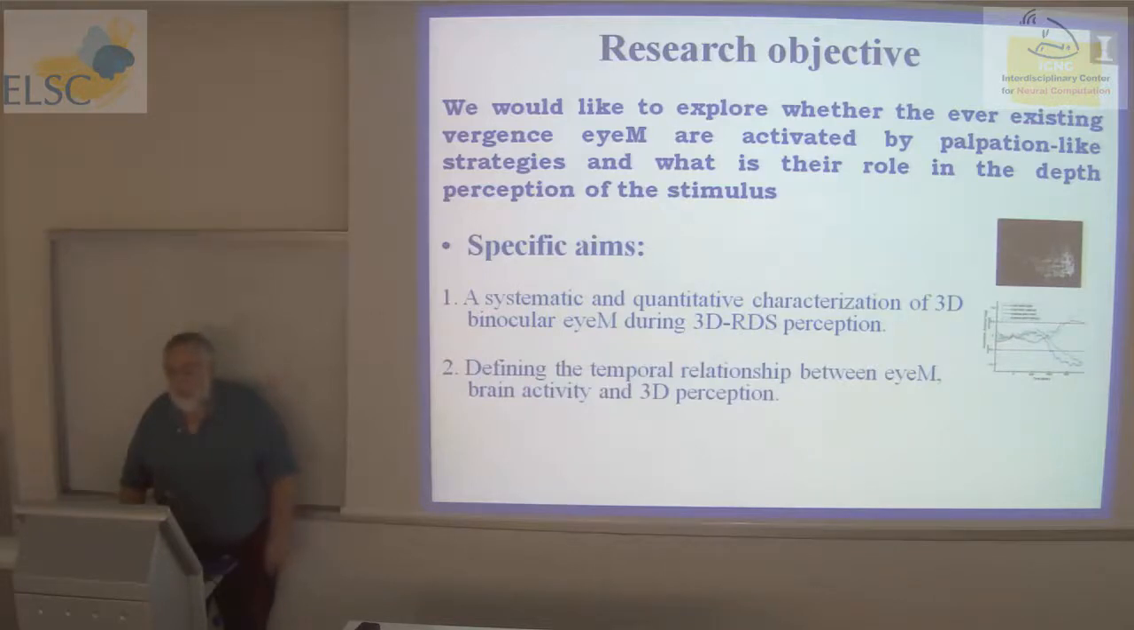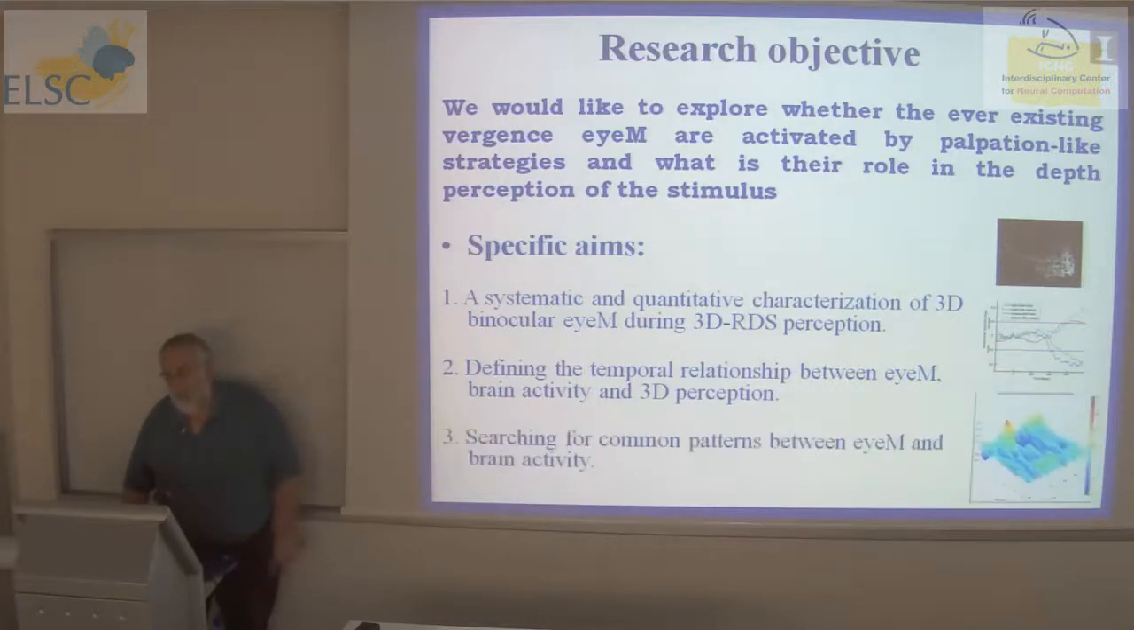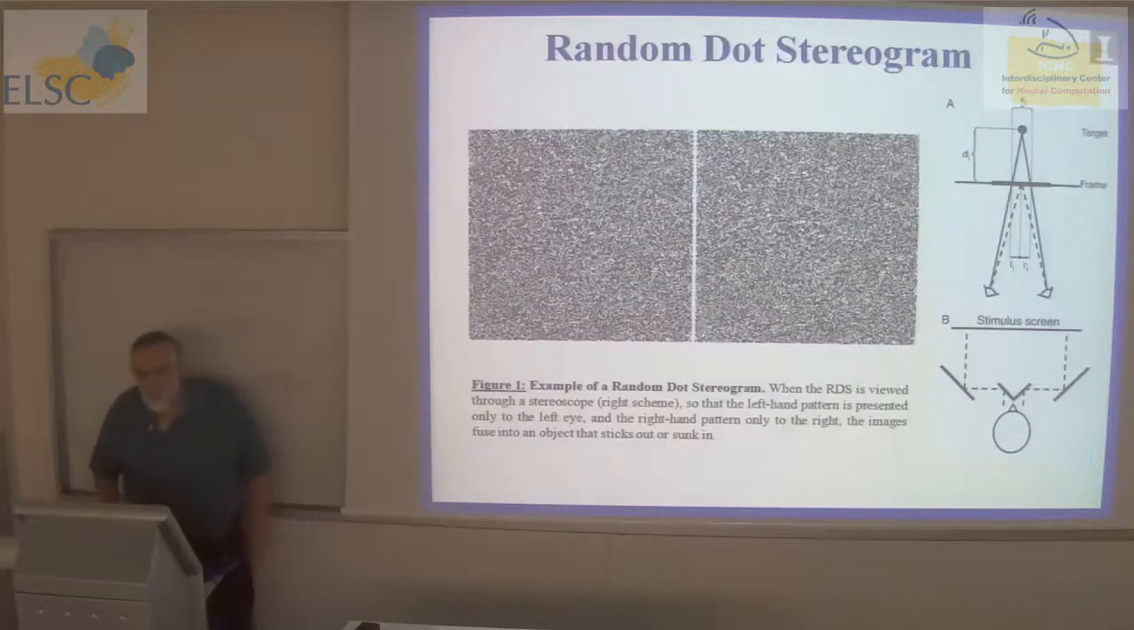Defining the temporal relationship between eye movement and brain activities that we recorded from 64 electrodes on the brain. And we searched for common patterns between eye movement and brain activity in order to try to understand what happened when we suddenly saw. So first of all, we began with random dot stereogram.